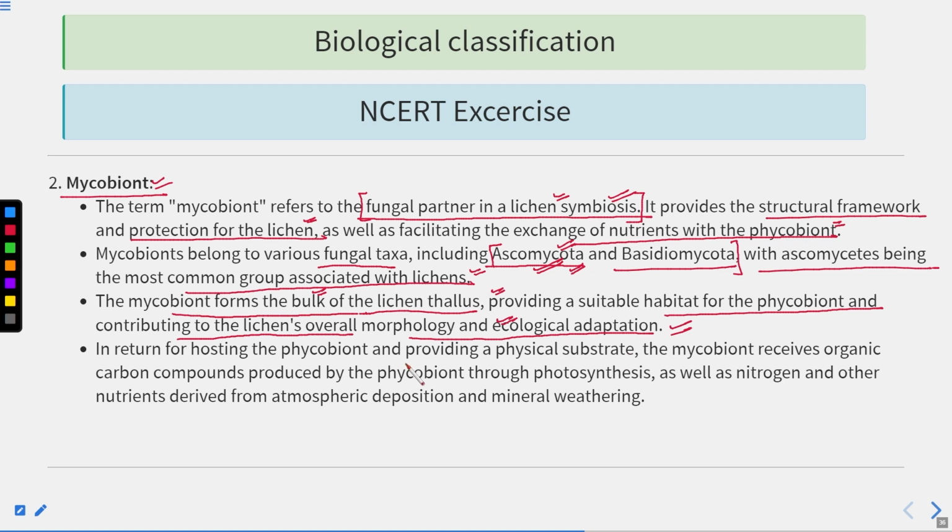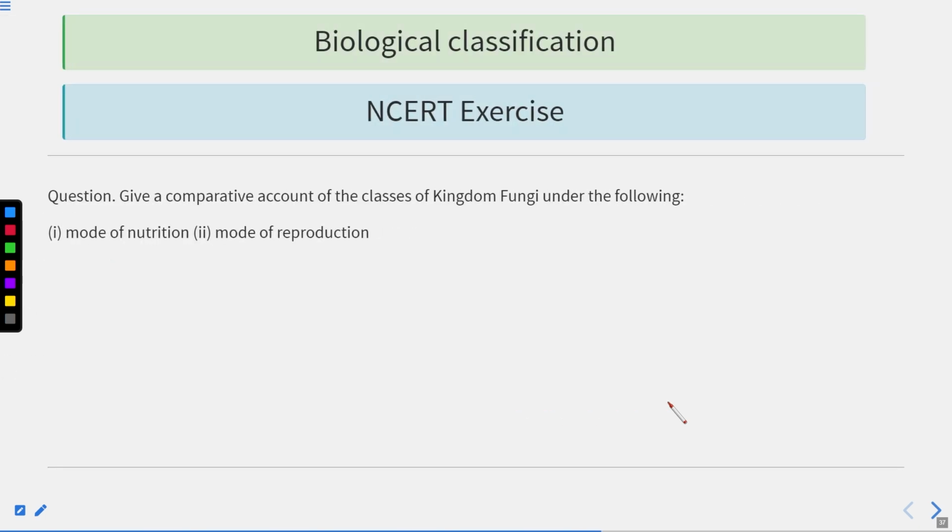In return for hosting the phycobiont and providing the physical substrate, the microbiont receives the organic carbon compounds produced by the phycobiont through photosynthesis, as well as nitrogen and other nutrients derived from atmospheric deposition and mineral weathering. Okay. Now, the next question is here.